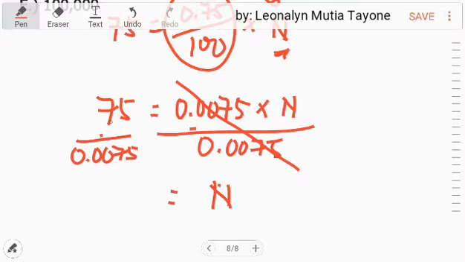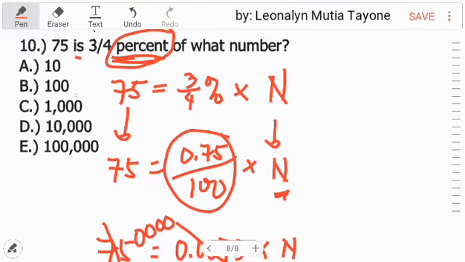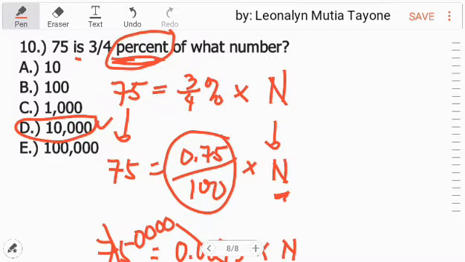Shortcut sa pag-divide nito, 75 divided by 0.0075. Ang divisor, 1, 2, 3, 4. Maglagay ka lang ng 4 din na 0 dyan. 1, 2, 3, 4. Cancel out mo sa 75. So, 1 yan siya. 1, 0, 0, 0, 0. 1, 2, 3, 4. 4 na 0. So, ang sagot ay 10,000. Letter D. Mag-recap lang tayo.